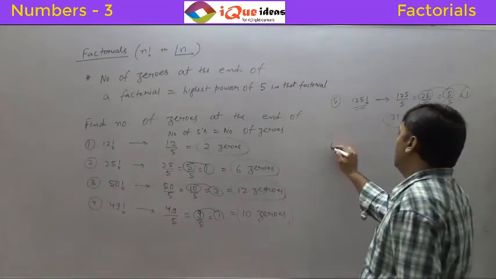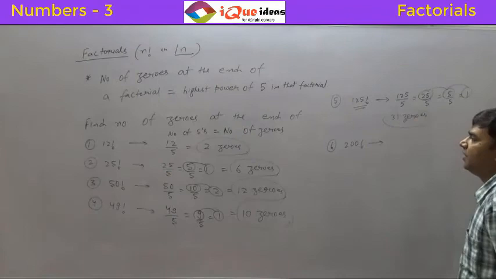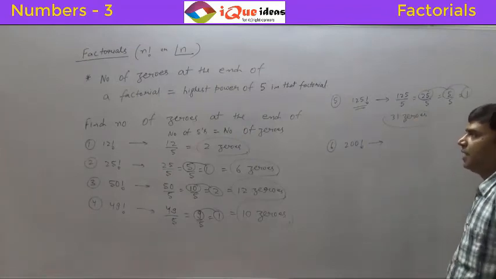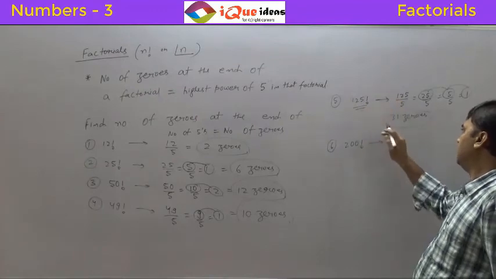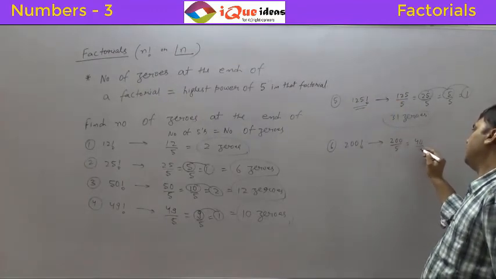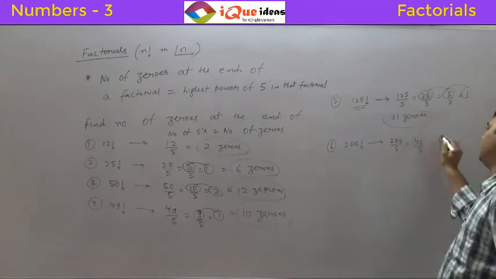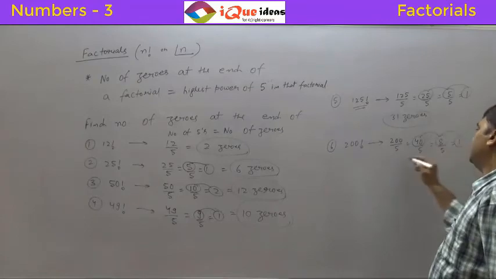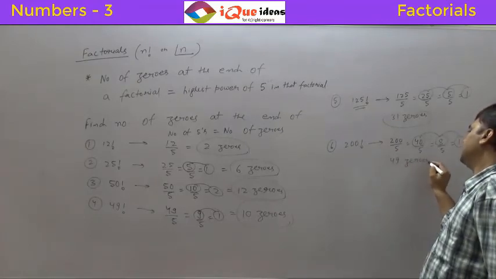Then 200 factorial. Though we have already factorized all these numbers, you can do it again. The more you practice, the better you become. So 200 divided by 5 is 40, divided by 5 is 8, divided by 5 is 1. So 40 plus 8 plus 1, add them, you get 49 5s, hence 49 zeros in this number.